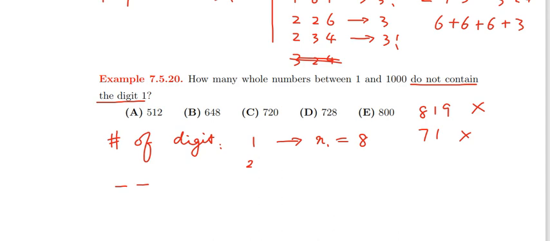Okay. So if the number has 2 digits, the first position cannot be 0 and cannot be 1, so we have 8 ways, right? The second position just cannot be 1. It can be 0, so from 0 to 9 except 1, so we have 9 ways. So in 2 digits, we have 8 times 9.